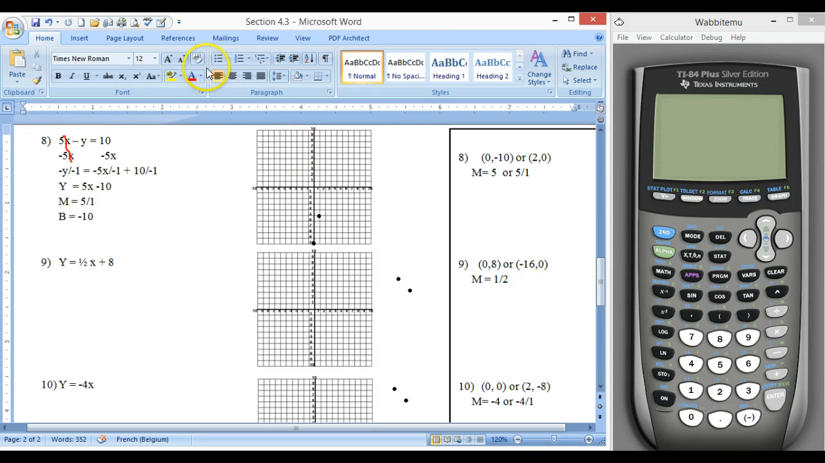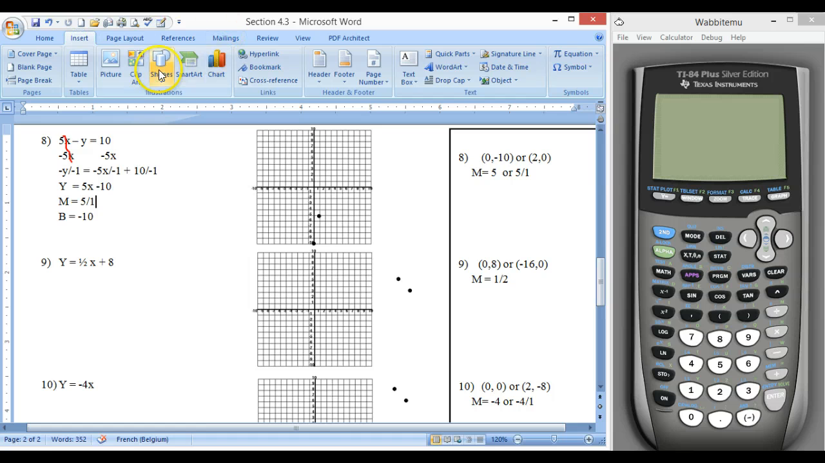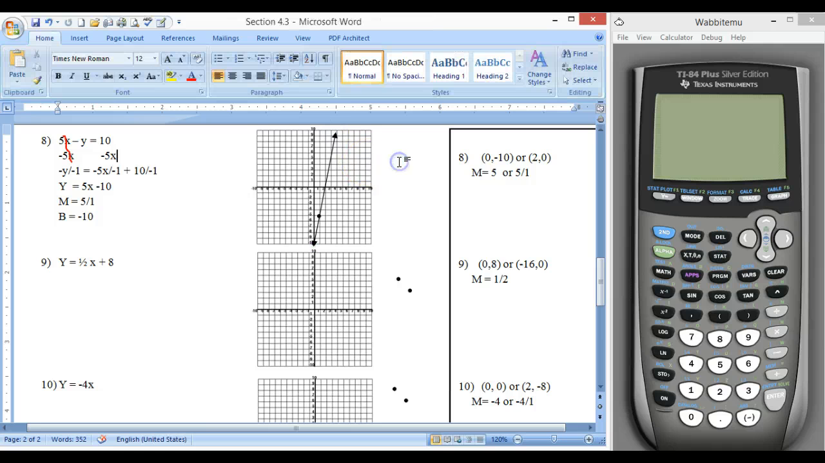There we go. And again, I'm going to give myself a double arrowed line, and it doesn't stop. Even though the graph stops at 10, it doesn't stop. There are infinite number of points here. And I connect my two dots. There we go. Okay, let's try the next one. Oh, it's already in y-intercept form for us, so that'll speed us up. Let's just go ahead and tell us the slope is 1/2.